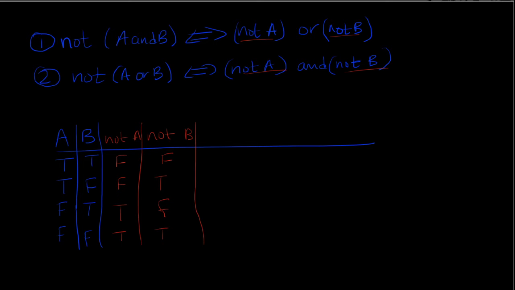Okay, that's done. And I'm going to be looking at A and B and A or B. So for A and B, it's going to be true when both A and B are true. Otherwise, it's going to be false. And A or B is going to be true when there's at least one truth value. So the only one that's going to be false is the last one, when they're both false.